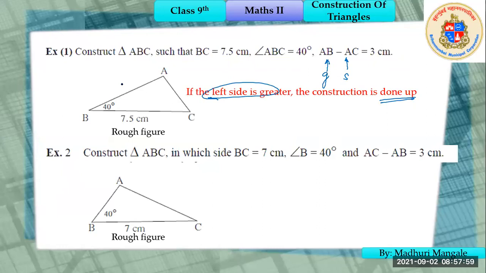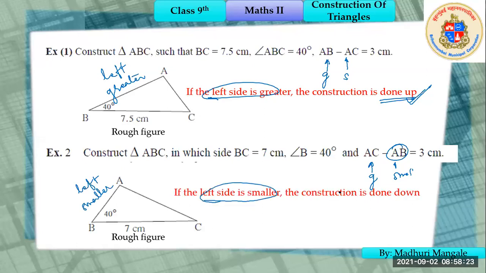So in this case, the left hand side is greater, so we do the construction on the upper end, whereas in the second case, first is greater, second is smaller. So AB, look, AB, this side is smaller. So if the left hand side is smaller, we have to do the construction down. Okay, so if left side is smaller, the construction is to be done down.